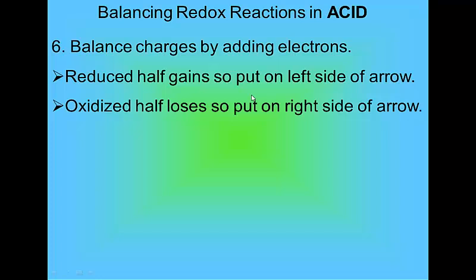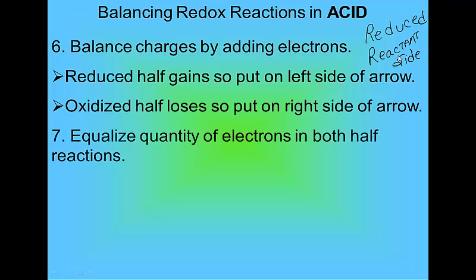So here's another little mnemonic. You're reduced, the electrons appear on the reactant side. So there's another little tool to use. Equalize the quantity of electrons in both half reactions. You can't gain 8 electrons if the other substance is only losing 3. So you have to balance the quantity of electrons.